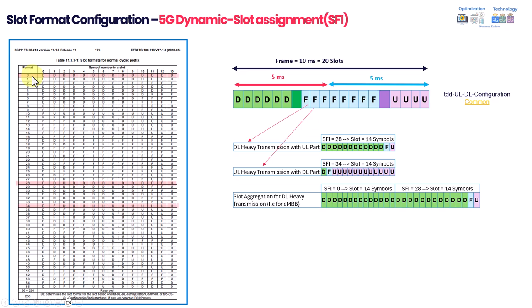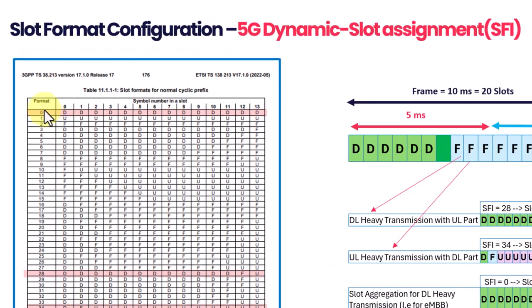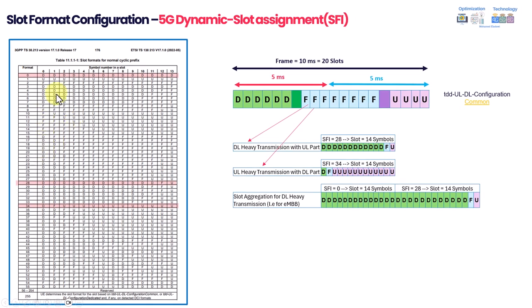It goes from 0 to 55 combinations. For example, the first one, SFI format 0, has all the symbols as downlink. Format 1 has all the symbols as uplink, and it differs from one to another. And 56 to 254 are reserved, so not being used currently. So I'm giving you an example now.